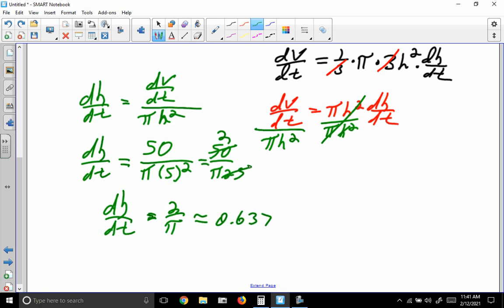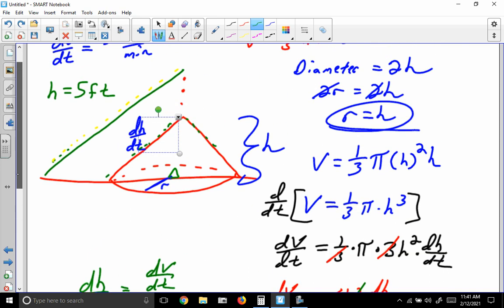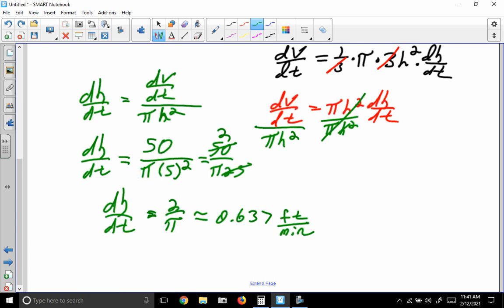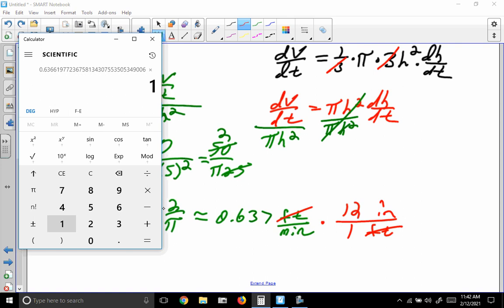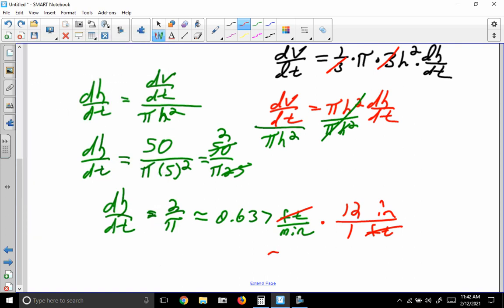Our height was in feet, and our time is in minutes. So that tells us how many feet it's changing per minute at the moment that it's 5 feet tall. Now, if we want to put that into perspective, we can convert to inches. So if I have feet on top, I want feet on bottom. 12 inches is 1 foot. So if I multiply that by 12, that's about 7.6, it's roughly 7.6 inches per minute.